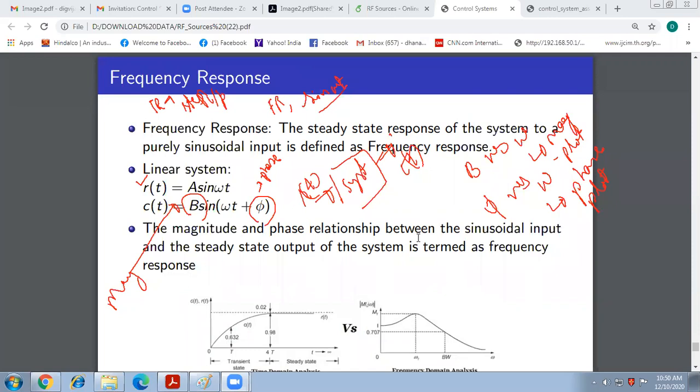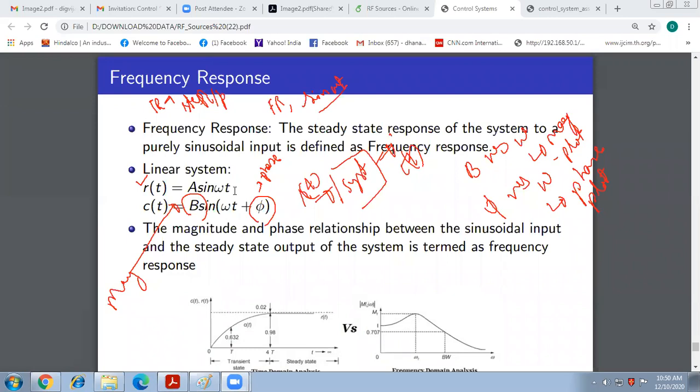Yes, sir. So frequency response, we do the system analysis in frequency domain with respect to the omega axis. So here we do the analysis for a sinusoidal input. Yeah, very important. In frequency response, the input is fixed. What is the input? A pure sine function. A pure sine function will always be used to investigate the output of a system in frequency domain, which is called frequency response.